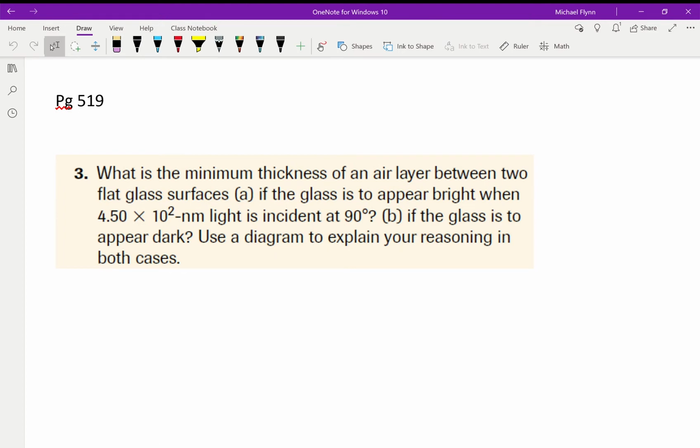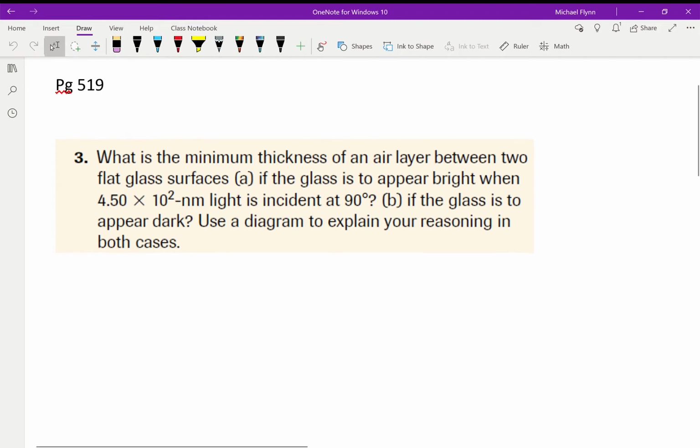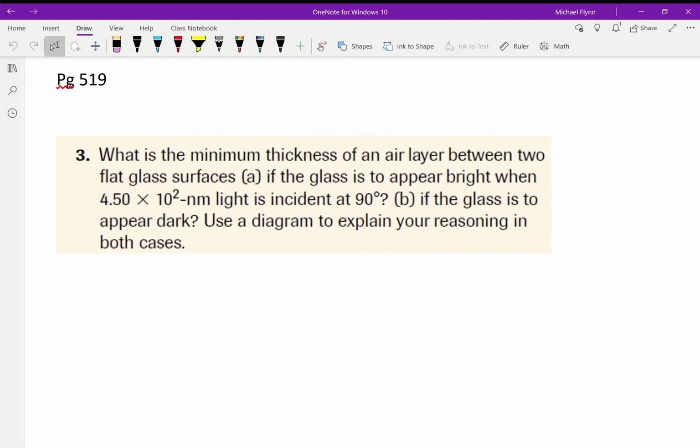Since a lot of you are having questions on the thin film interference, I thought I would help you with that right now. This is page 519, number 3. What is the minimum thickness of air layer between two flat glass panes if the glass is to appear bright when 450 nanometer light is used? You can ignore this 90 degrees business. It's always 90 degrees, so it has to be pretty much coming straight down. If the glass is to appear dark, use a diagram to justify your reasoning.